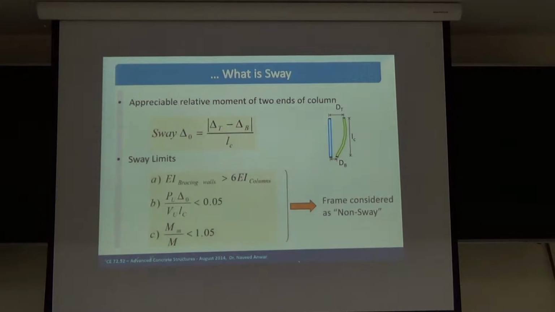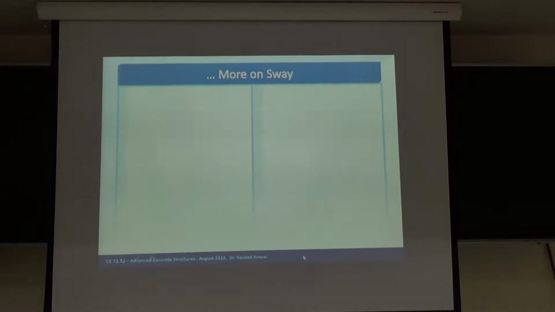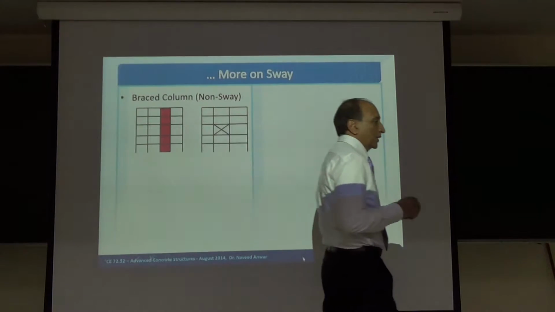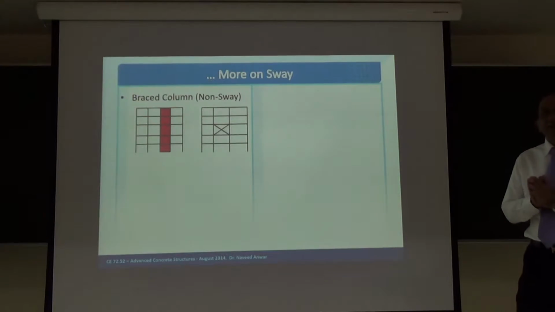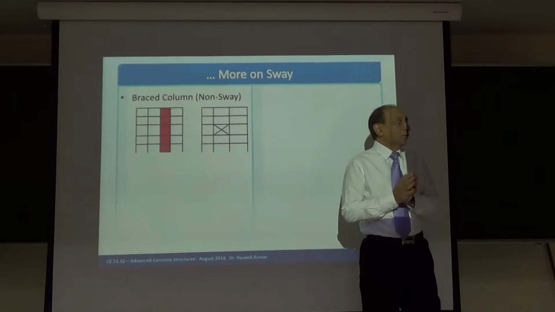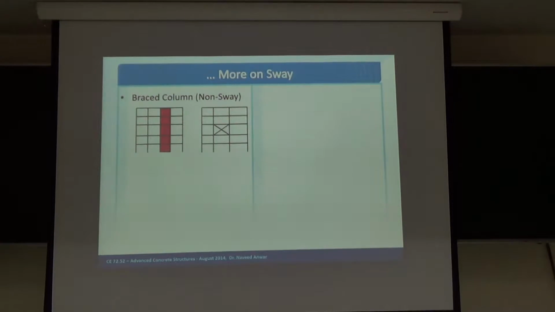Okay, last time we were talking about sway, and I said we will continue with the main topic because column slenderness is very complicated and too many things have to be considered if you want to include the slenderness of the column in the calculation. And it depends on so many factors.